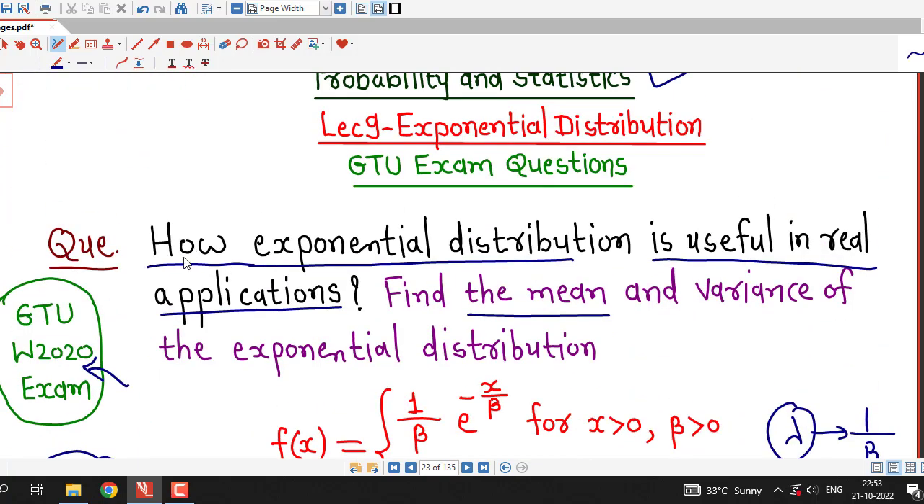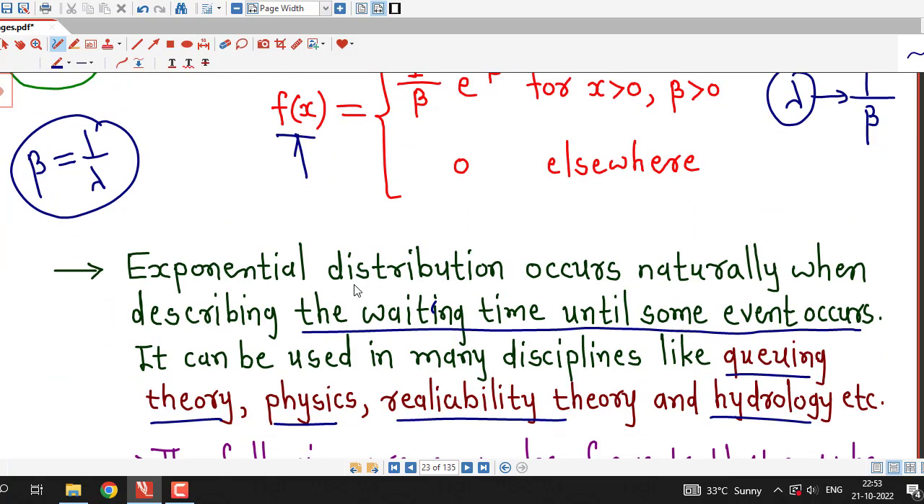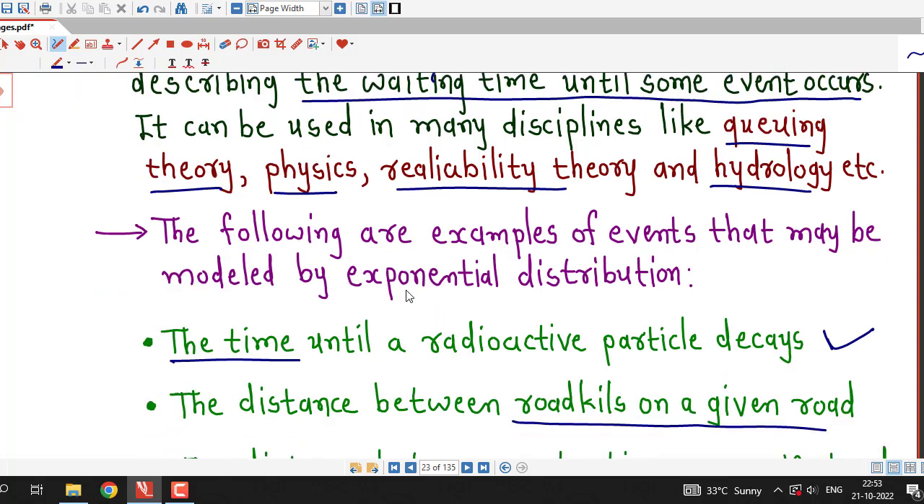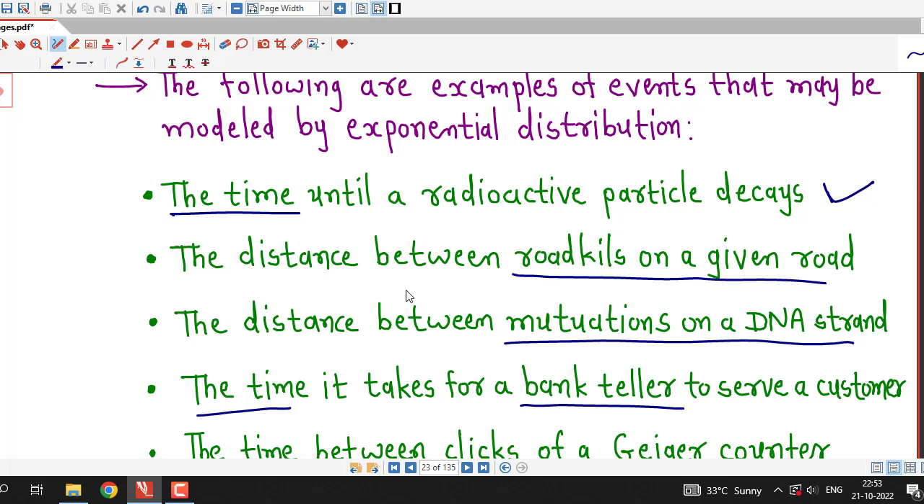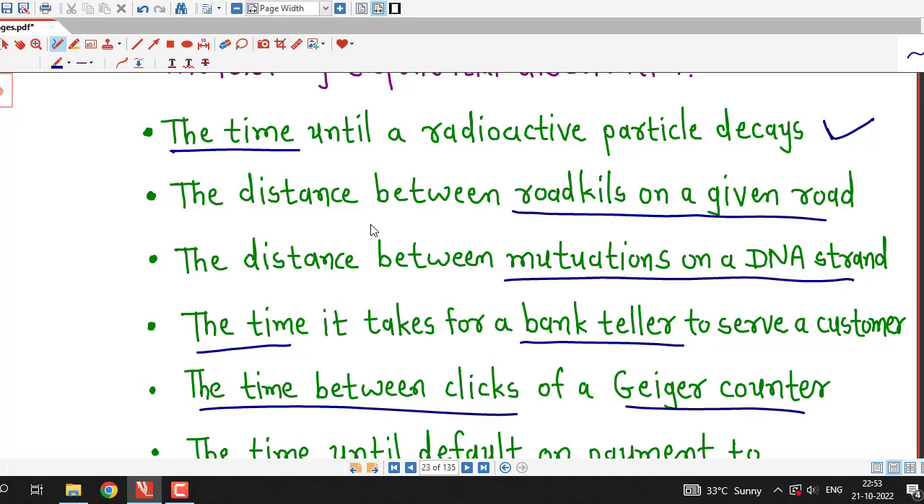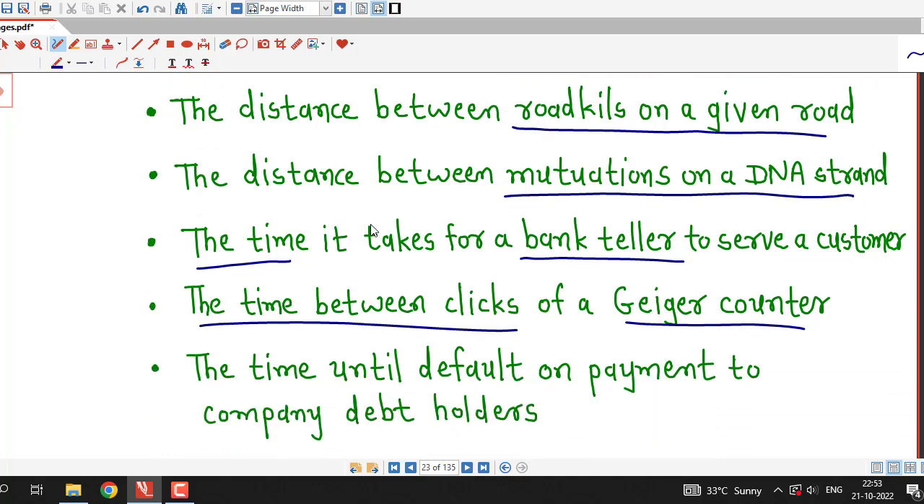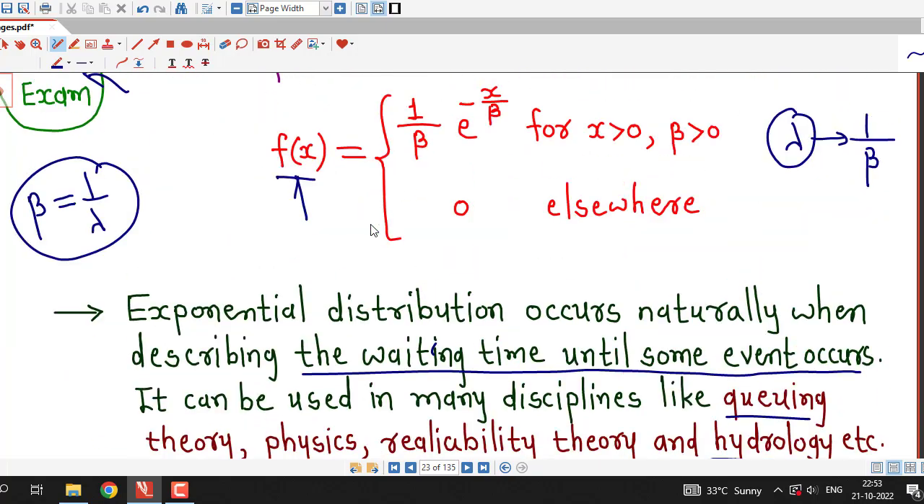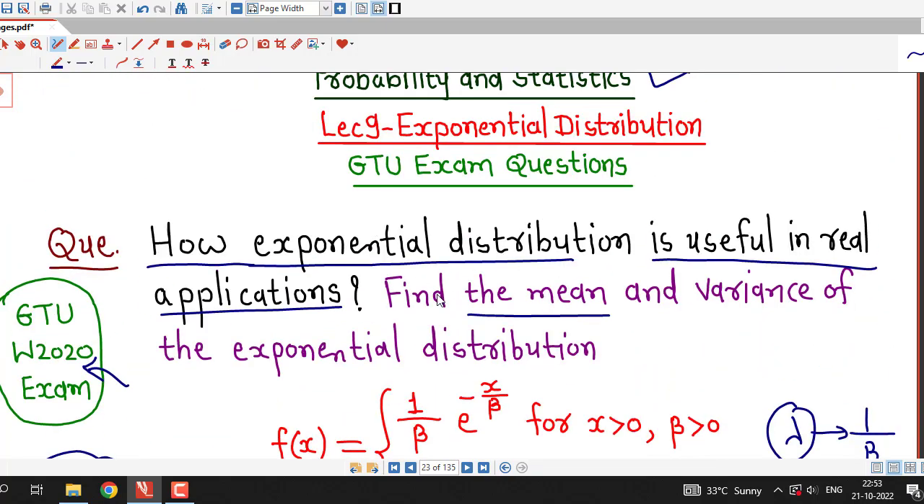So for this question we can simply answer in this way, that exponential distribution helps in modeling this type of events, and using exponential distribution we can solve the problems which can be modeled by that type of events. So this is the answer to the first sub part of the question.